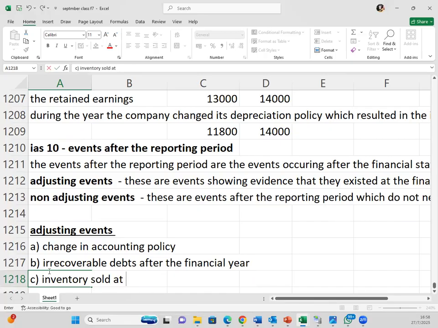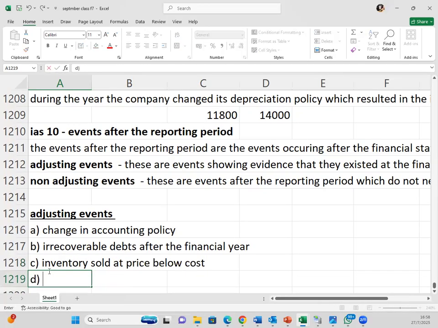So inventory sold at a price below cost. Remember, inventory should be valued at the lower of cost and net realizable value. So it means you had overvalued your inventory. You had not recorded at the lower, because if you had recorded at the lower of cost, how did you end up selling at a price below cost? So it means you had overvalued your inventory. So that's another issue of concern, inventory being sold at a price below cost.